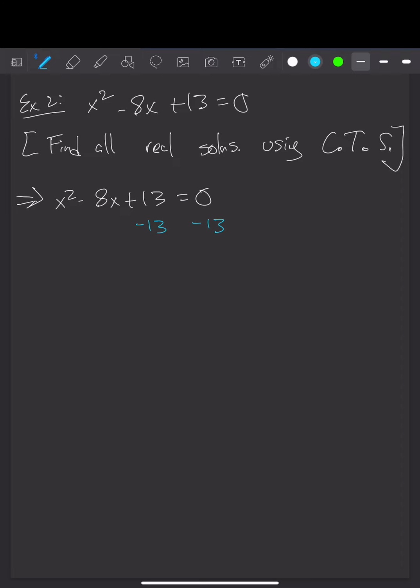Because when it comes to completing the square, that's always the first method you should do. So then you have x squared minus 8x. Leave some space in between, and then put that negative 13. Now you might be asking, what goes in between here? Because we're going to have to do it to both sides.